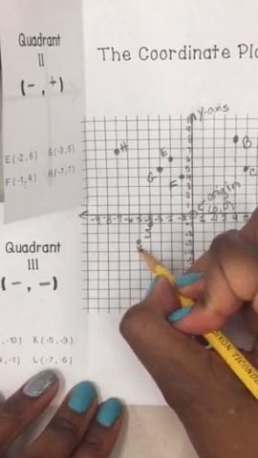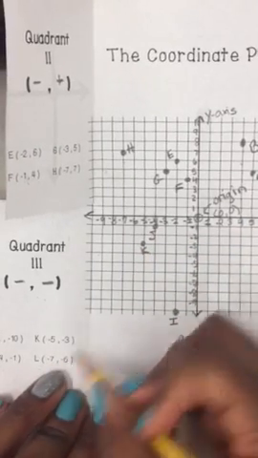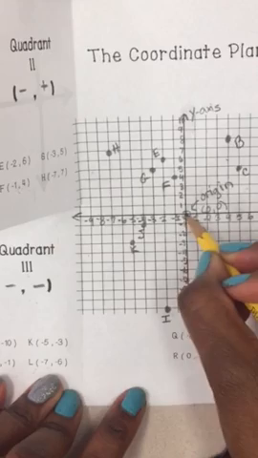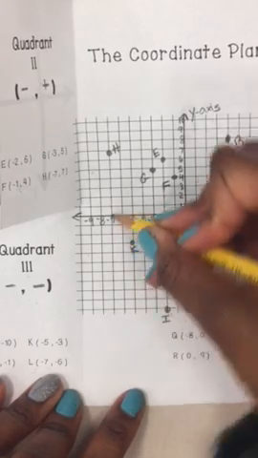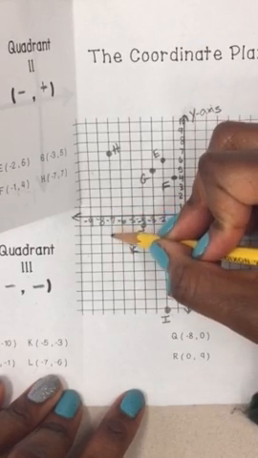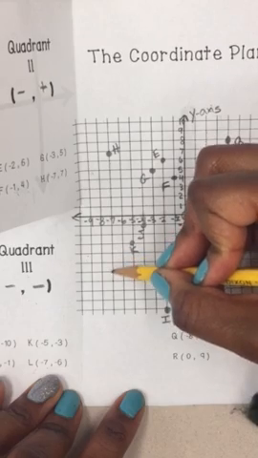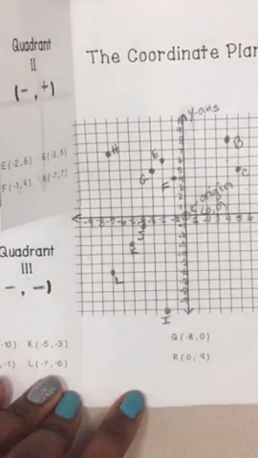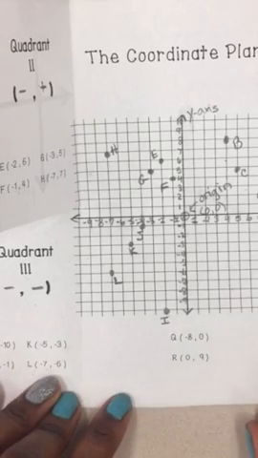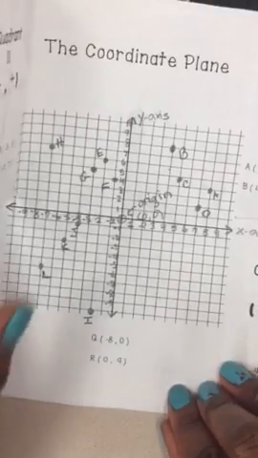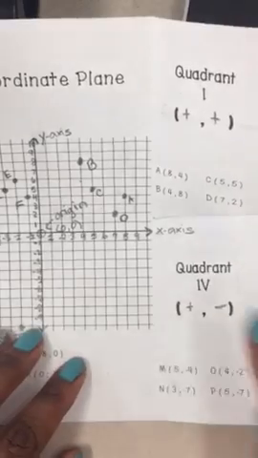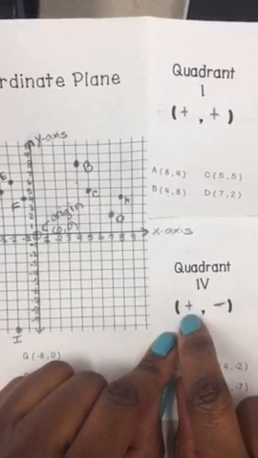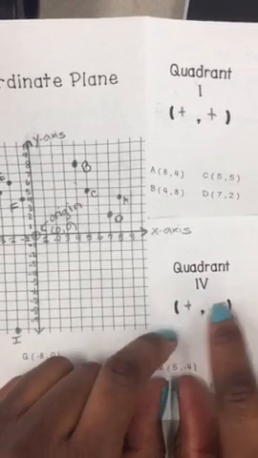And what is that? K. Let's do L, -7, -6. Starting at the origin, we're going to go to -7. Then we're going to go down 1, 2, 3, 4, 5, 6. L.